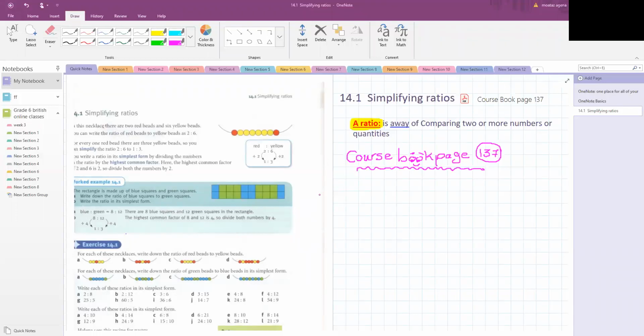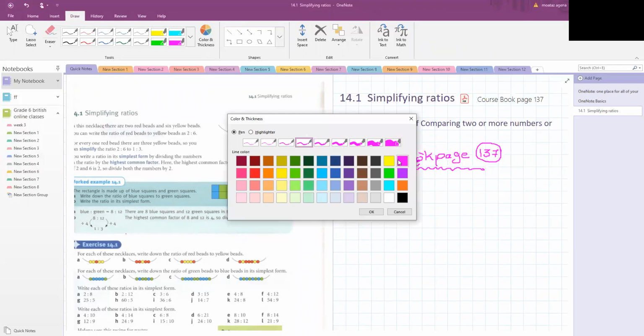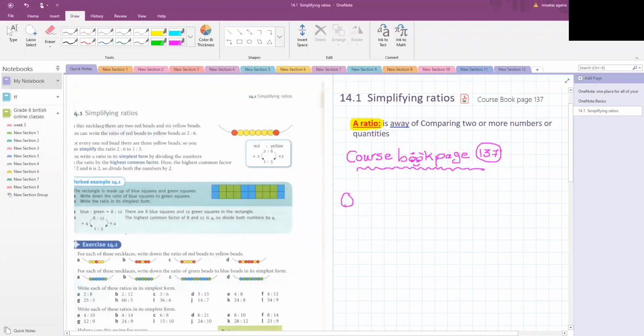First, we will start with how to write the ratio. We will start with the question. Question 1, A. Let's read the question together. For each of these necklaces, write down the ratio of red beads to yellow beads. So he wants me to write the ratio of red beads to yellow beads.